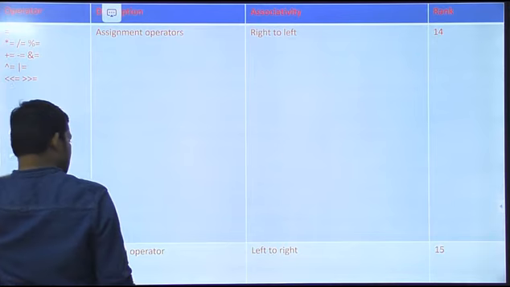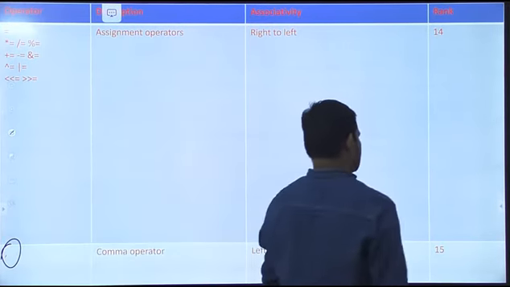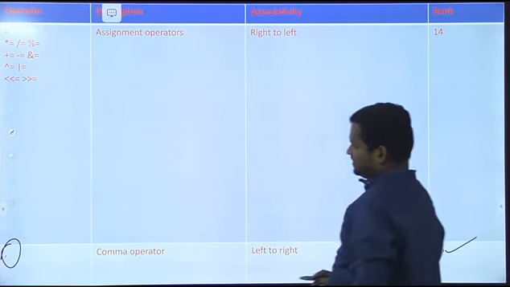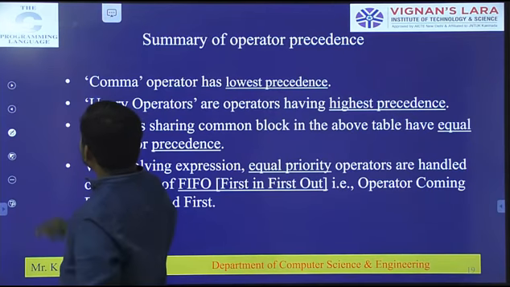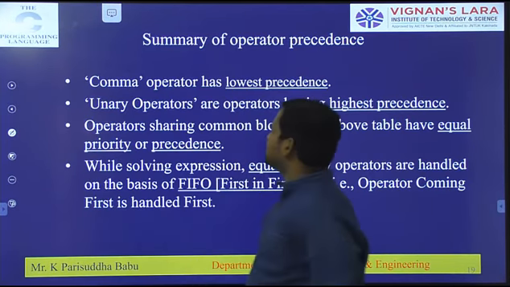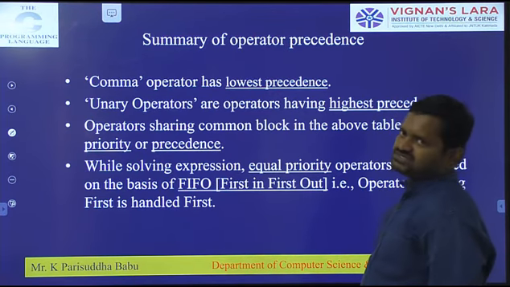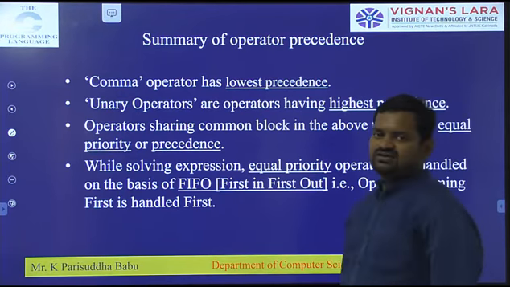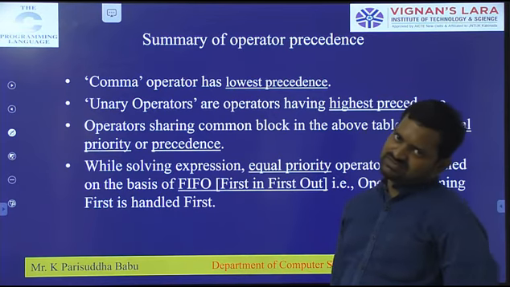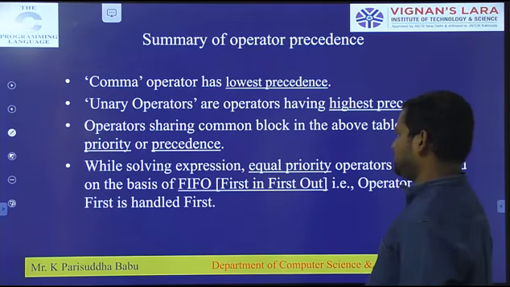The comma has the least priority, the 50th rank. Follow this operator precedence and associativity. The comma operator has the lowest precedence. Unary operators have the highest precedence, and after that, the comma operator has the lowest precedence.